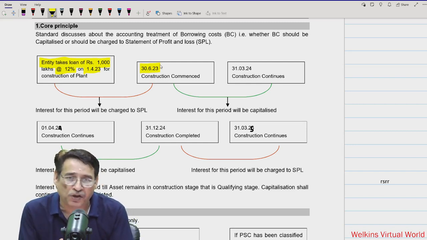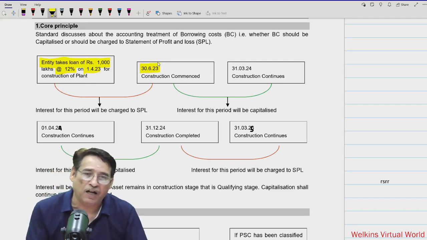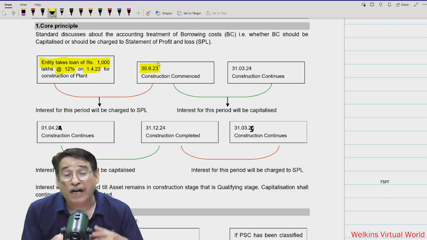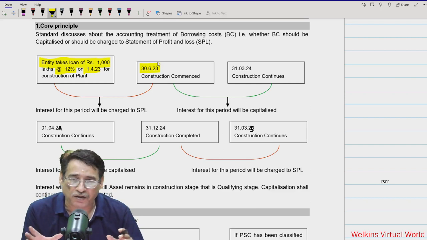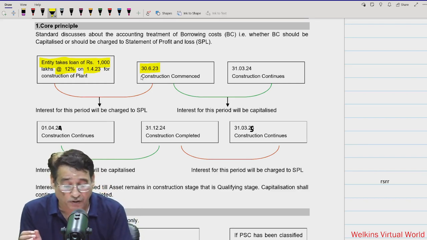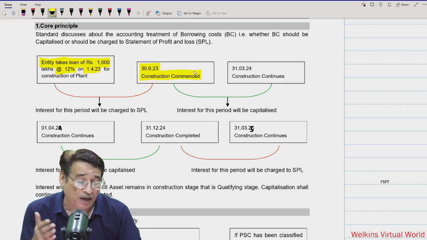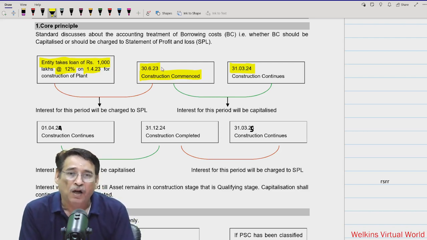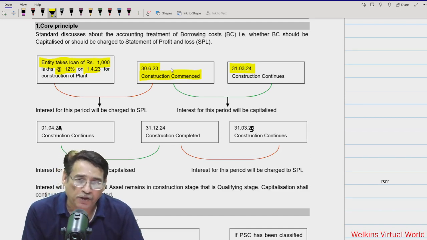However, once the construction activity starts, whatever interest you pay on this loan after that will be capitalized. Is it clear to you or not? For example, the question states that on 30th of June the construction has commenced. And when we reach the end of the first accounting year, that is 31st of 3, 2024, we are given that construction activity is still ongoing. It continues. So whatever interest relates to the period from 30th of June till 31st of 3, 2024 will be capitalized.